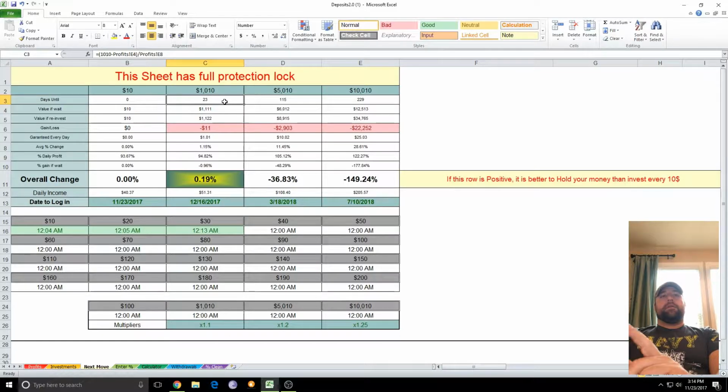However, with the 1010, you also get a guaranteed $1.01 every day. So that will increase your overall daily profit percentage by 1.15%, making this a little bit more profitable. Once you invest, this will be your daily income.